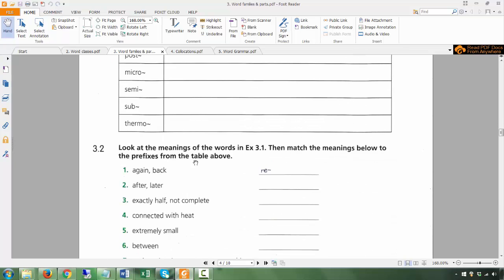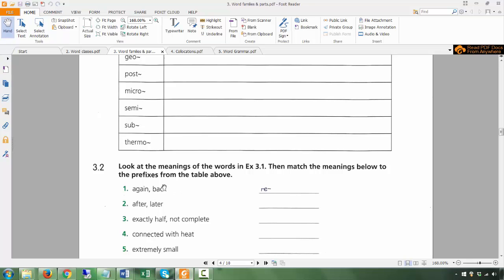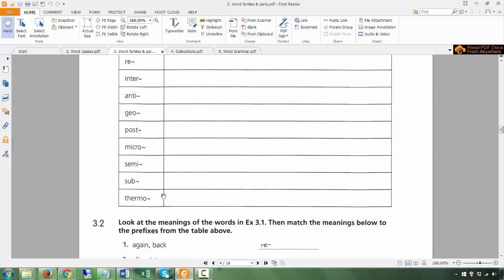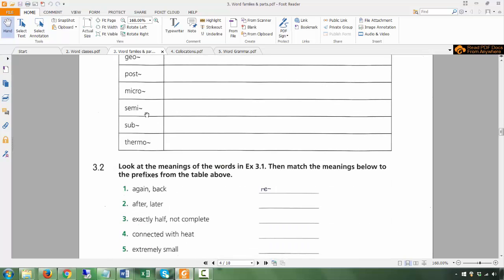Then after that you will go to this next activity, and again back is the RE. After, late, basically will be the post. Post means after or late. RE means again. All right, so after you've done this, then you match the prefixes to the meaning.